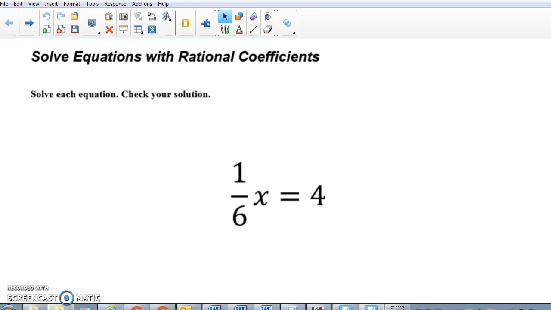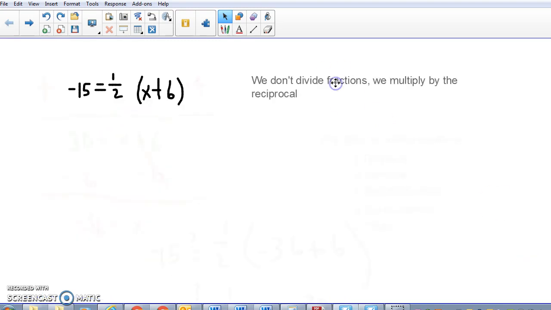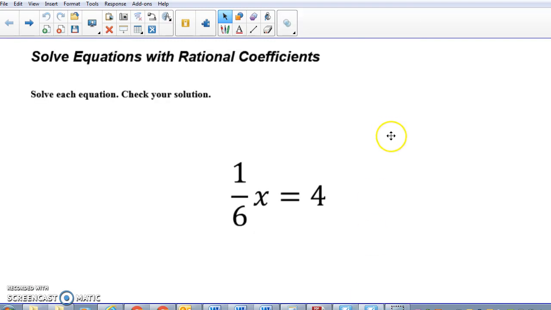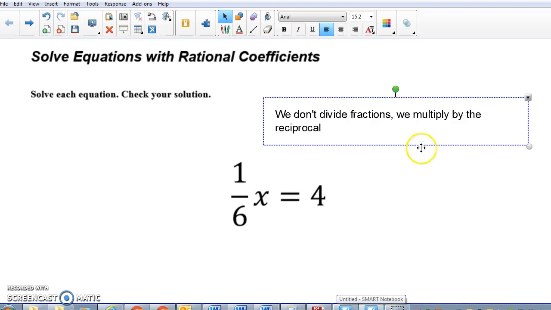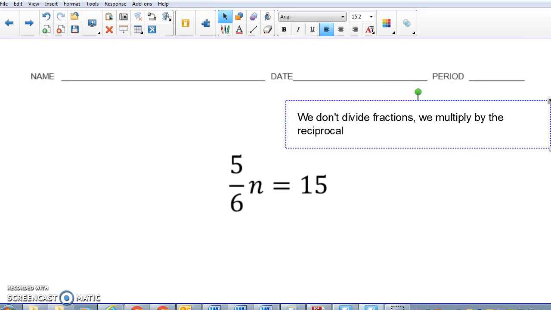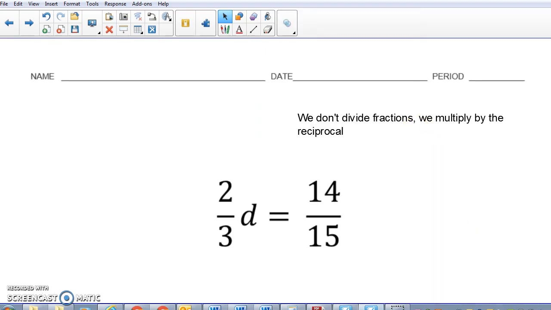But when you're dealing with fractions, we don't divide fractions. What we do is we multiply by the reciprocal. All right? It's very important that we recognize that. So we don't divide fractions. We multiply by the reciprocal. And I'm just going to copy and paste this on each problem that we're doing so that we remember. This is really important to remember, okay? That's not what we do.